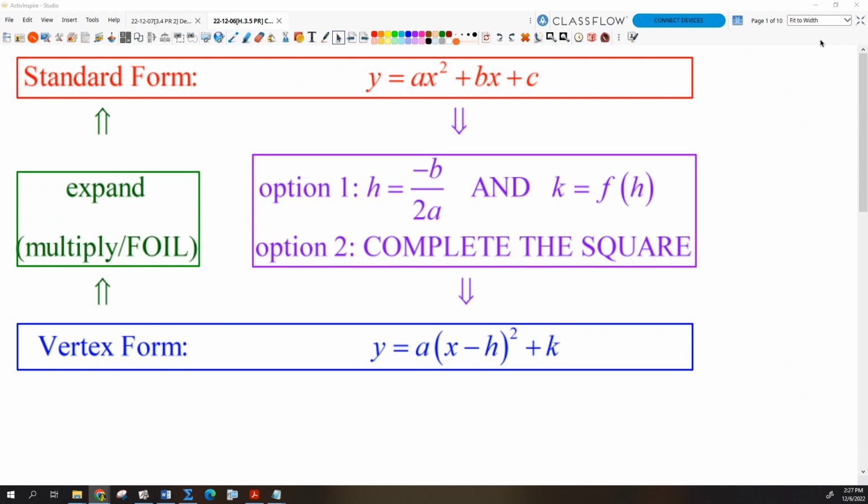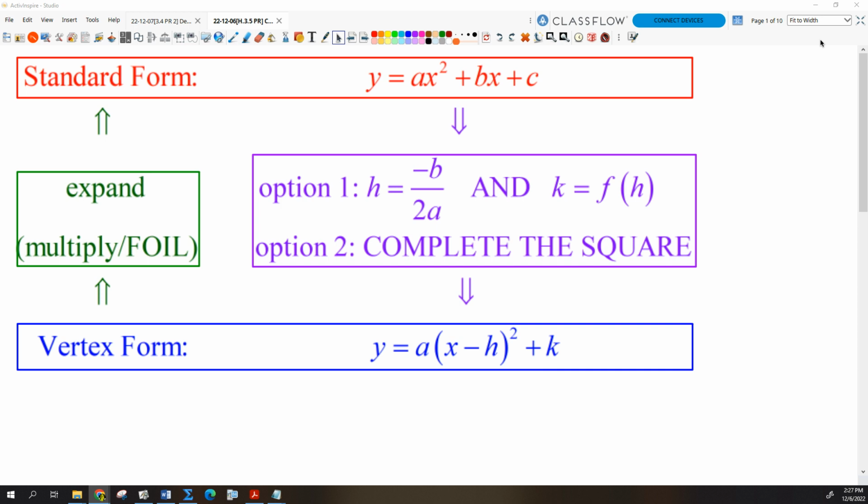If we wanted to start in vertex form and write it in standard form, all that means is we're just simplifying, right? We're just going to multiply this thing out and collect like terms. We'll do more of that when we get into polynomials in Unit 5. We won't do a lot of it for now. But we could all do that right now.